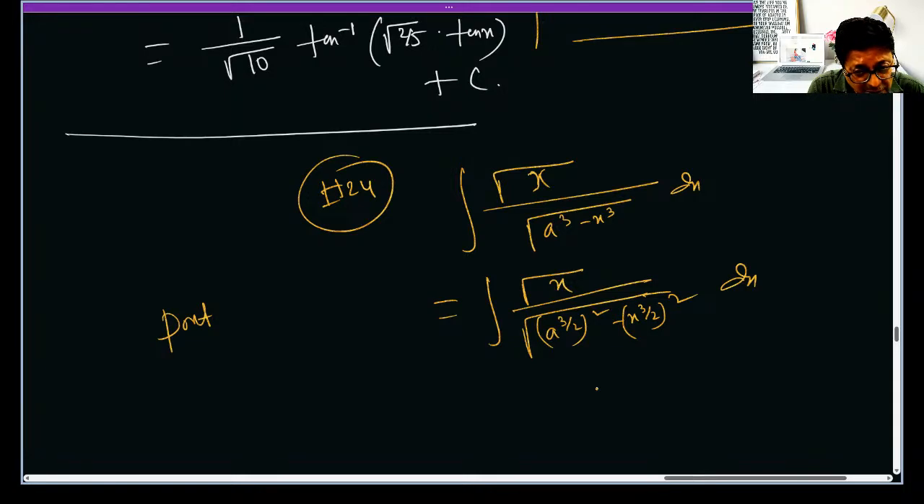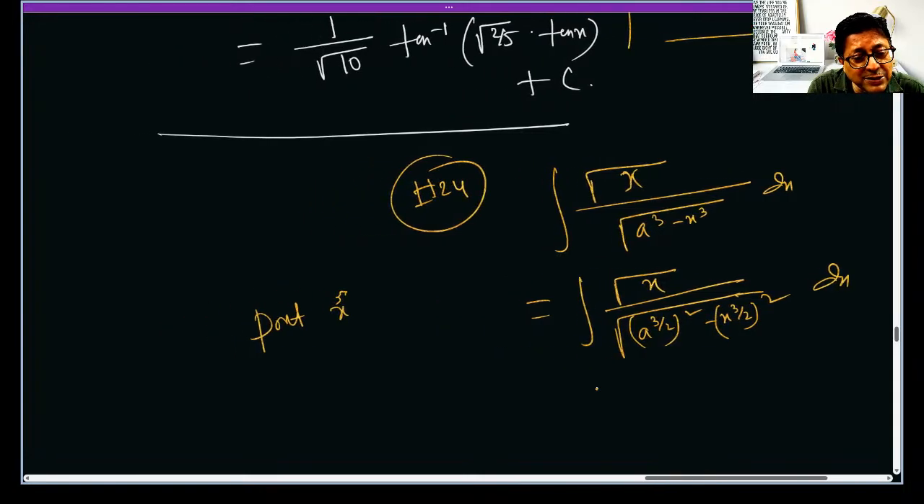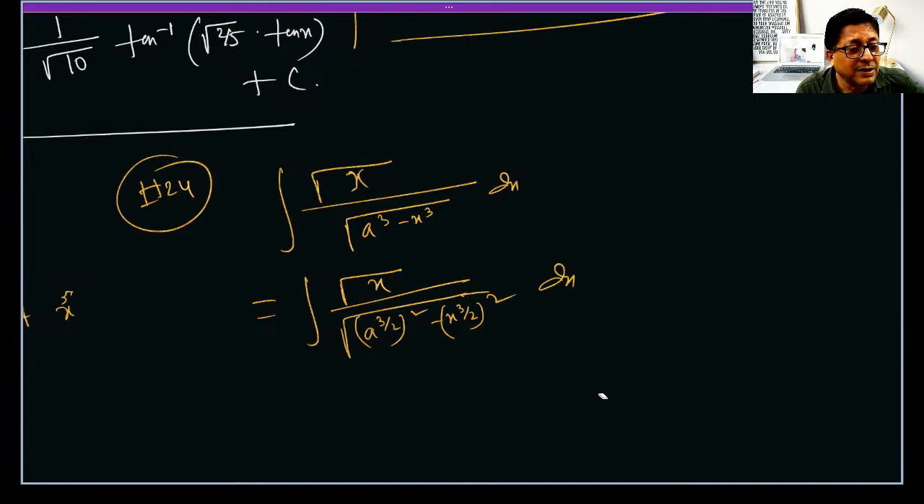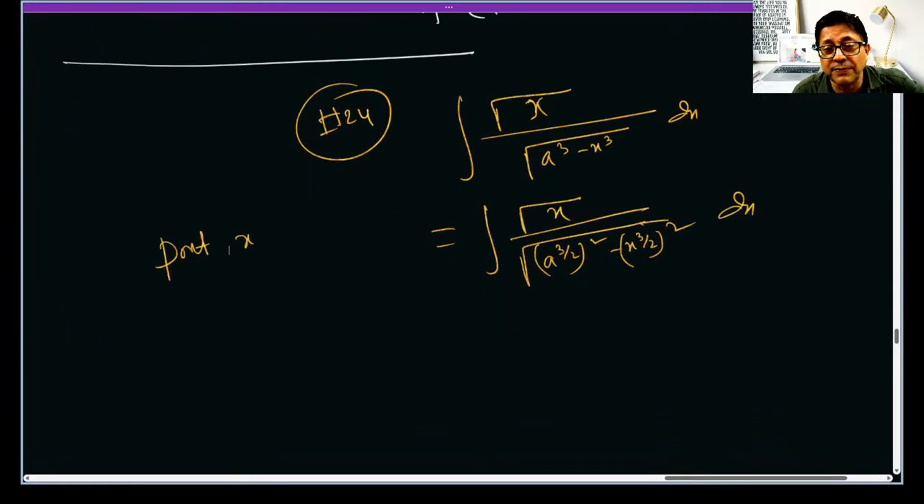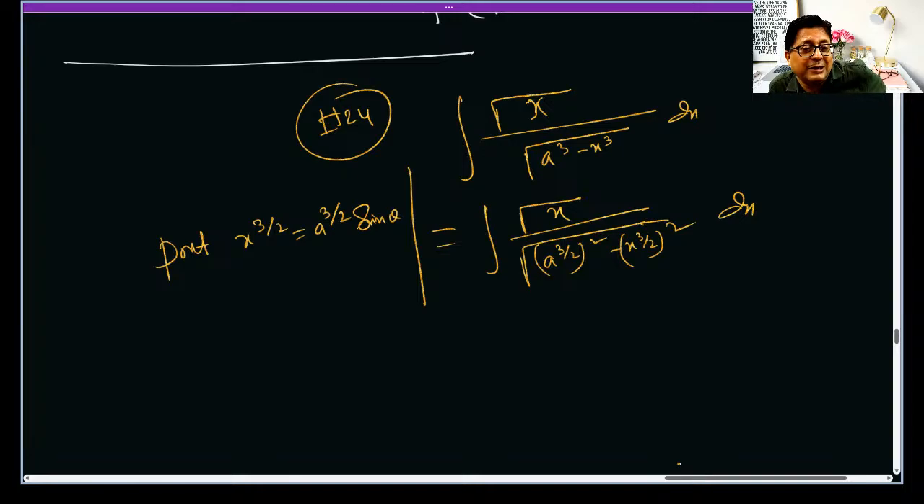Put x to the power 3 by 2, you take z, t, whatever, but I will take a different one because I can see another step in the forward direction. That is, if I put x to the power 3 by 2 equal to a to the power 3 by 2 sin theta, then my calculation will be easier. Inside the root there will be cos square. We can bring it outside, isn't it?